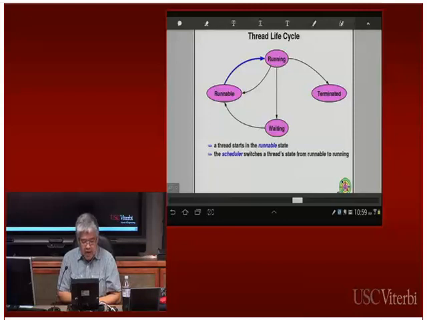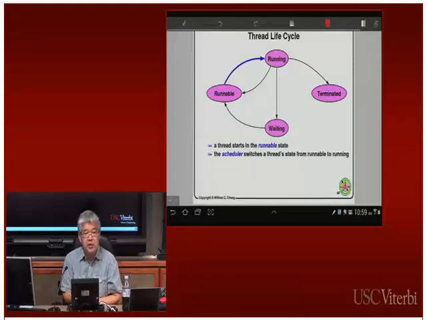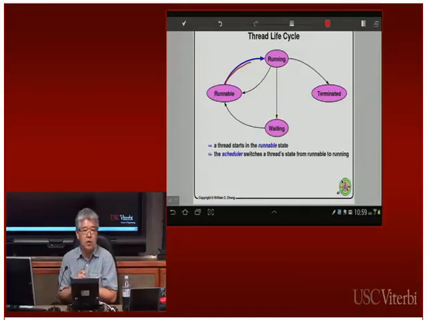All right. So from a runnable state, you can see in this picture, the state transition diagram for a thread, there's only one arrow out of the state, and it goes from the runnable state to the running state. So who is responsible for making this thread go into the running state? The scheduler switches a thread's state from runnable to running.